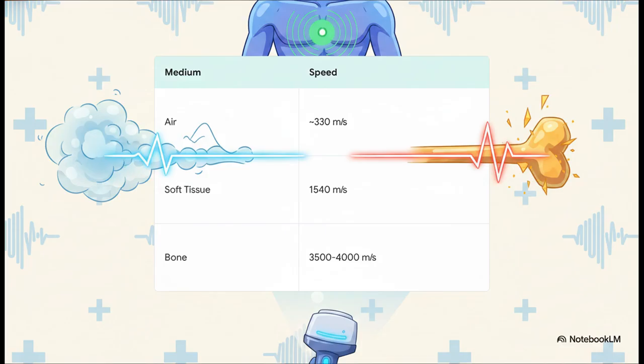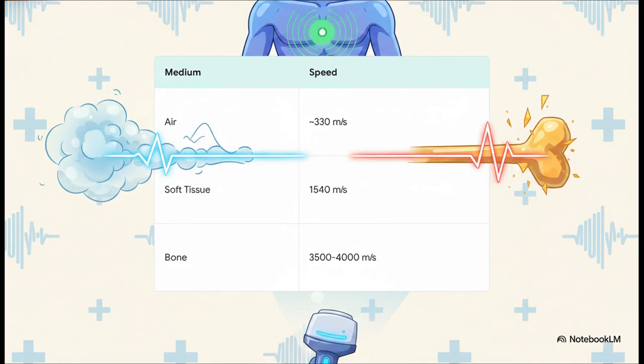Sound travels at totally different speeds depending on what it's moving through. Take soft tissue, for instance, sitting at exactly 1540 meters per second. That number is absolutely critical to remember. Your ultrasound scanner just assumes that every single wave it sends out is traveling at exactly 1540 meters per second.